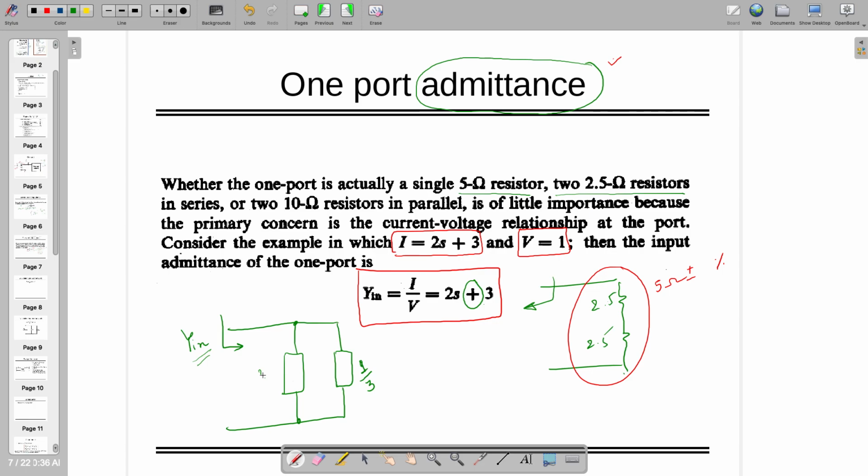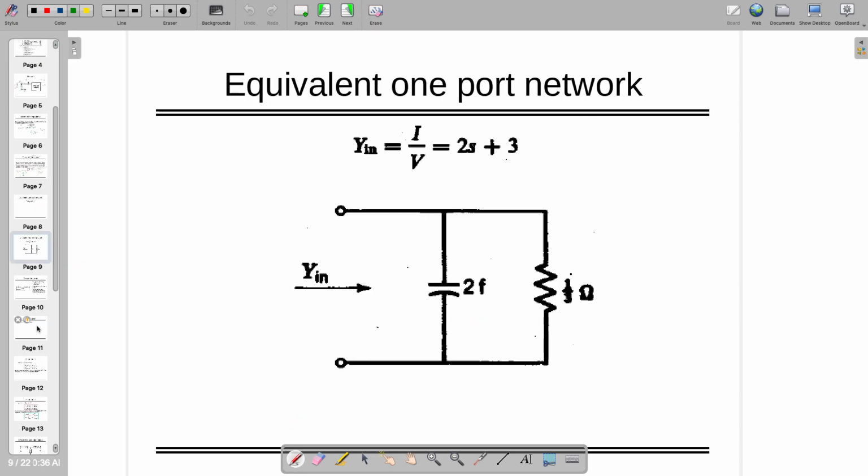2s or 1 by 2s? You should not forget this. Laplace operator plays the role here. So now can you replace these two elements with the real element known to you? I can help you in keeping this. What about the other one? Capacitor. Right. So your answer was correct, right?